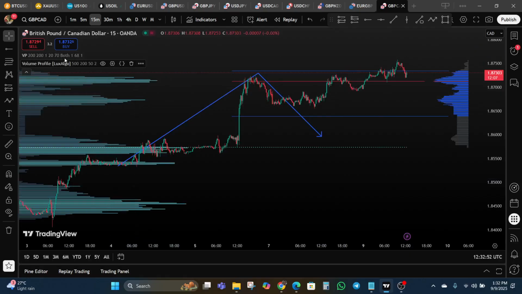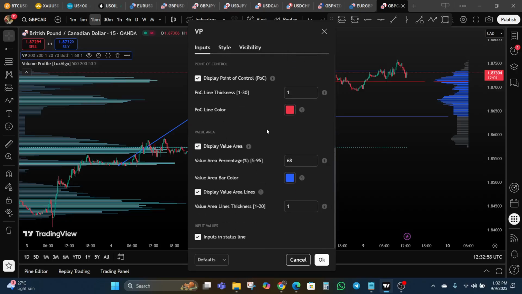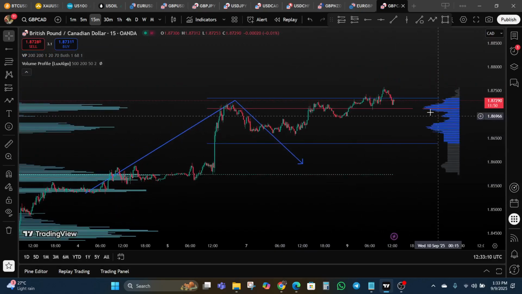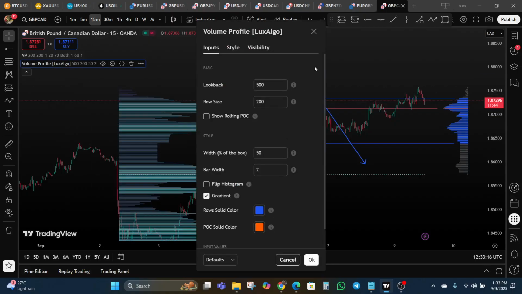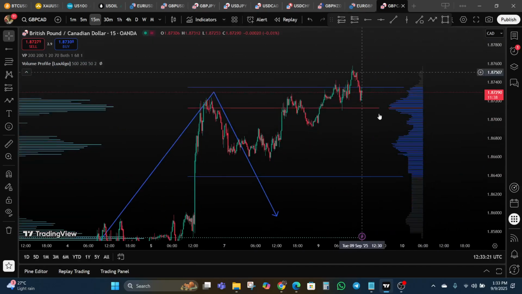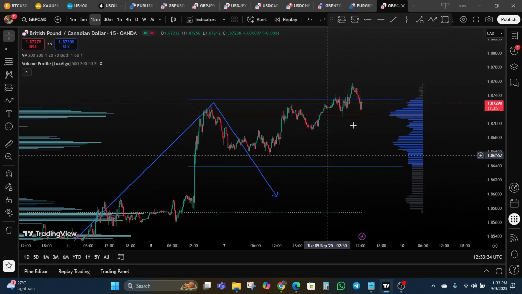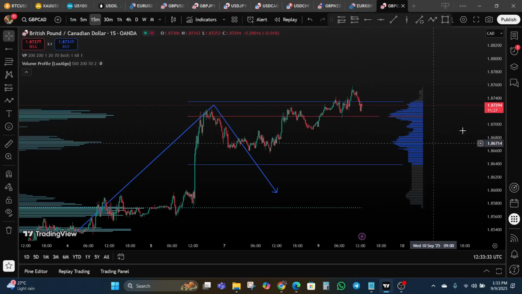This is the POC color. You can see that our point of control is red with this indicator, and the point of control is orange with the other indicator. This makes it more understandable, so you know the exact levels that we are referring to as our POC.